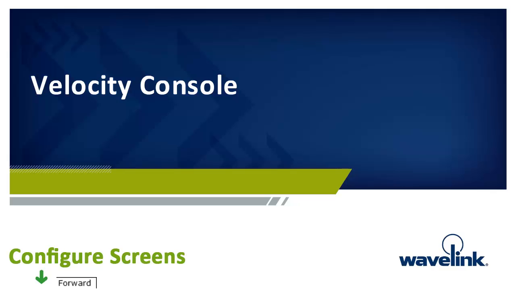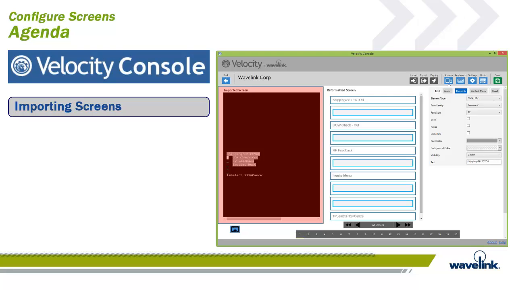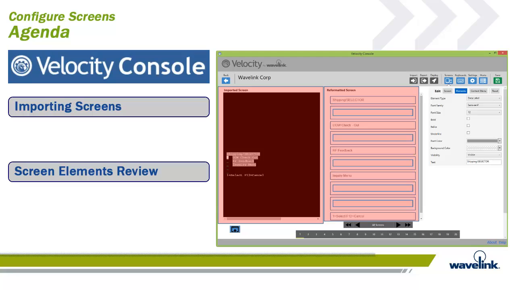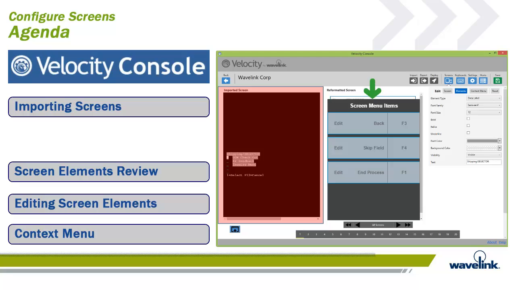forward arrow shown here. The screens that you import into the Velocity console and format using themes and custom screen element styles must be captured, and we learned about that in the Capture Screen module. If you're not familiar with how to capture screens, you should access that module before moving forward here.